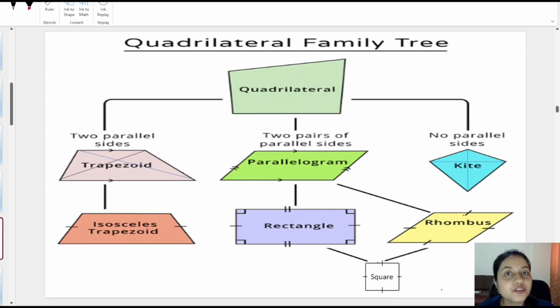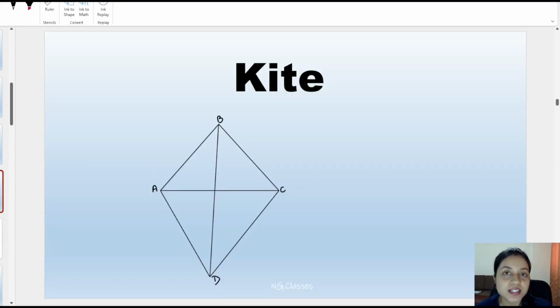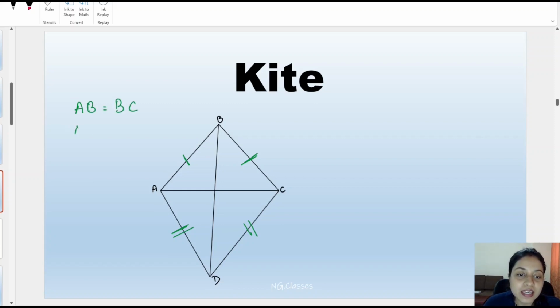Kite is a part of quadrilateral, so it will follow all the property of quadrilateral. Now this kite is quite different from other members of the family. So let's discuss about kite. So here we are having a kite ABCD. Now in kite we are having two pairs of adjacent sides which are equal in length. So here side AB is of equal length with side BC and side AD is of equal length with side CD. Let's write it. AB is equals to BC and AD is equals to DC.